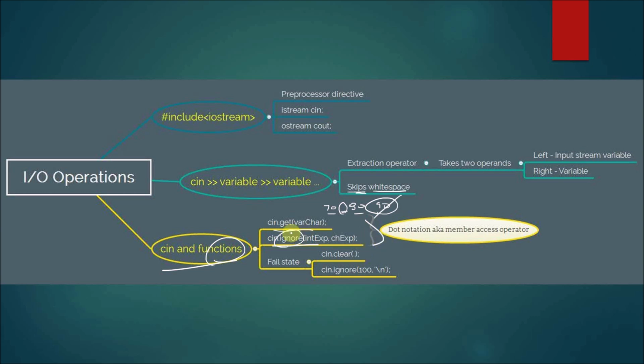Make a note here as we're doing this using cin and functions. What's going on here is that we're using what's known as dot notation. Here's the dot, which is also known as a member access operator. cin is our stream variable. Ignore is our function. int x and char x, these are our arguments, also known as our parameters.